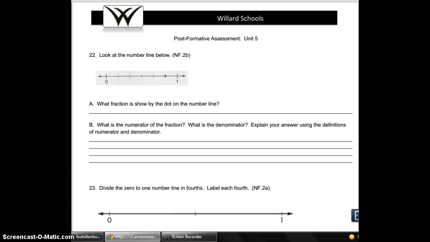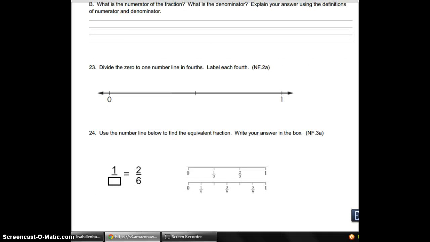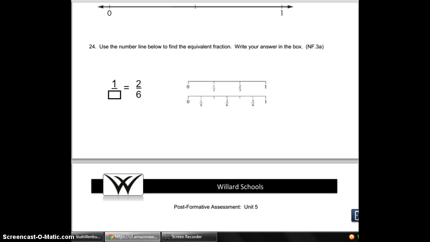Here again on number 22, they were supposed to use the word denominator in their answer and numerator to help explain. On number 23, there were two parts again. They were supposed to divide the number line into fourths, which we've done on other problems, but then label each of the fourths too. So 0/4, 1/4, 2/4, 3/4, 4/4. And then number 24, they could use the number lines on the right to help them fill in the box on the left, which would be, they would put a 3 in the box because 1/3 is equal to 2/6.